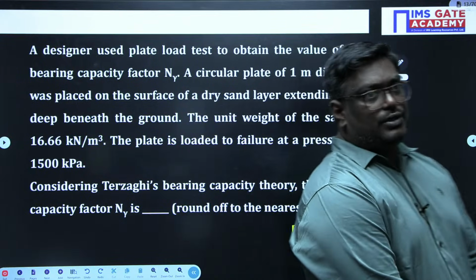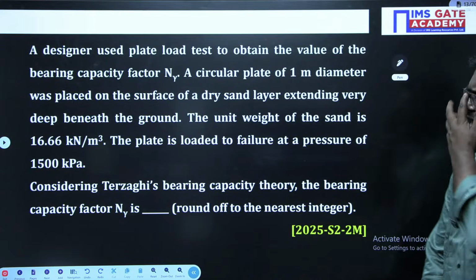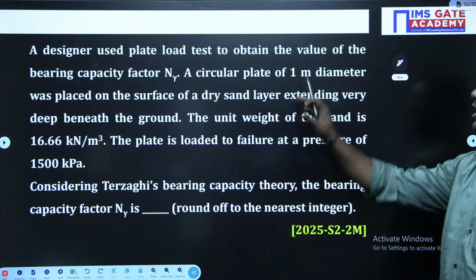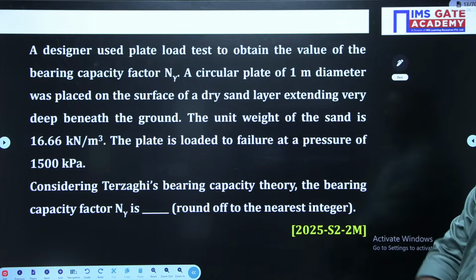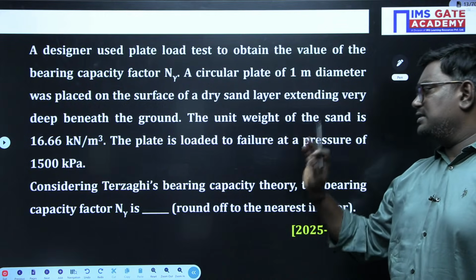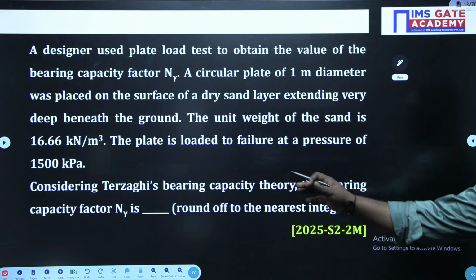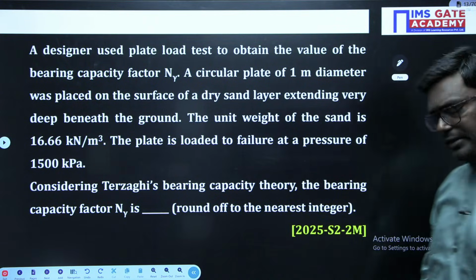We'll move on to the next question, my dear students. A designer used a plate load test to obtain the values. A circular plate of 1 meter on a dry soil beneath the ground. The unit weight of the sand. The plate is loaded to a failure pressure of 1500. Calculate the Terzaghi bearing capacity factor.